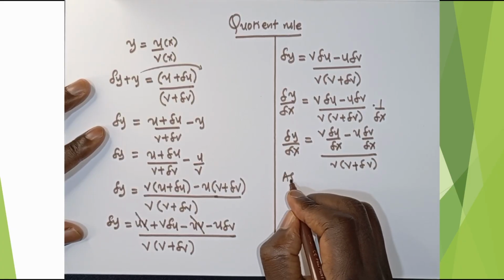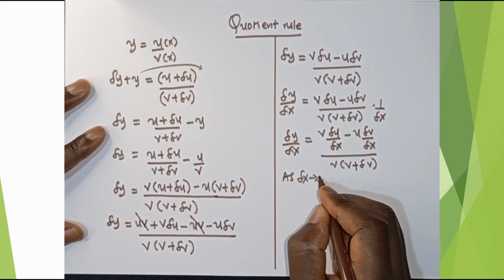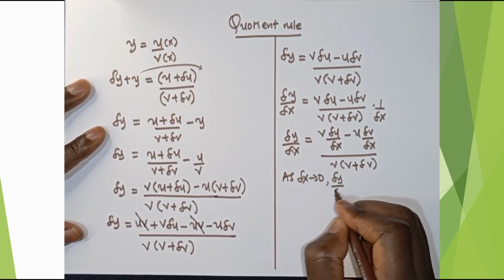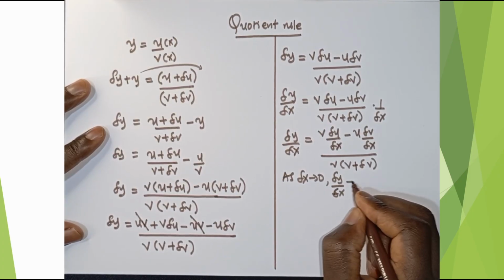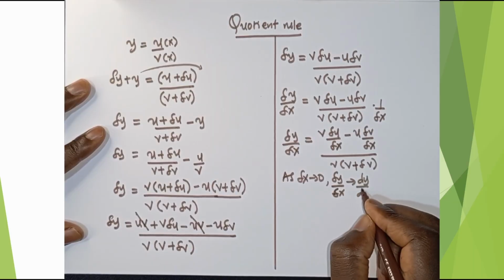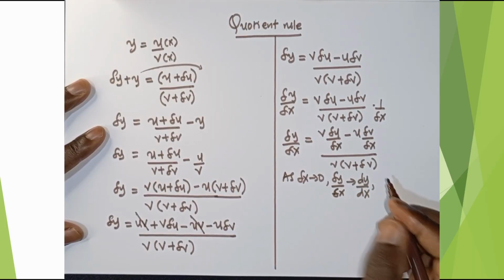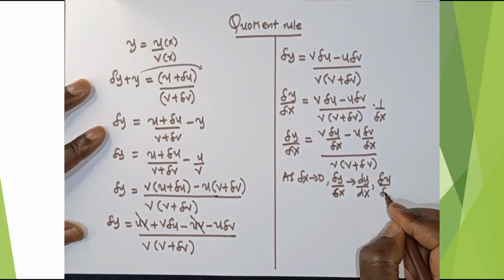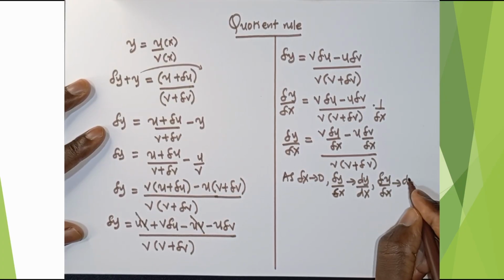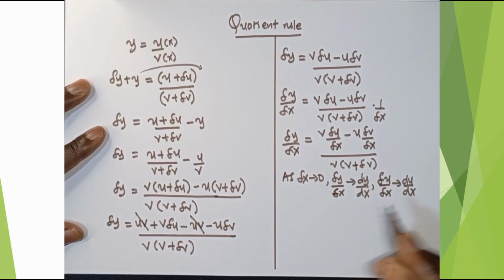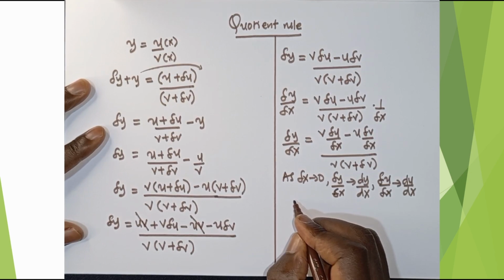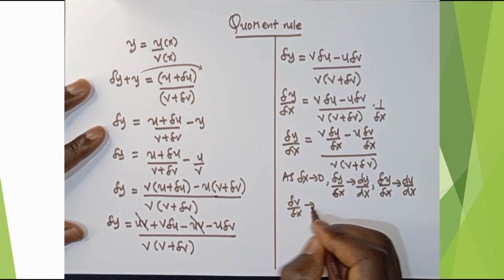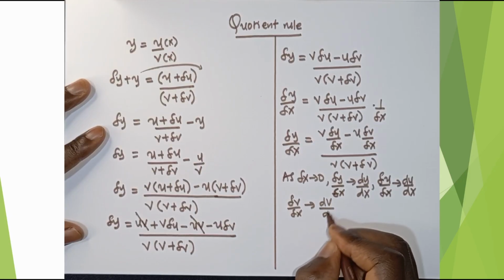Now as delta x tends to 0, delta y out of delta x becomes dy by dx, and delta u out of delta x also becomes du by dx, and also delta v out of delta x also becomes dv by dx.